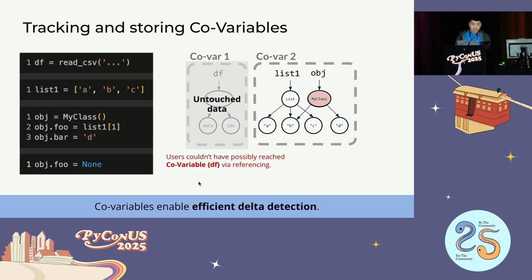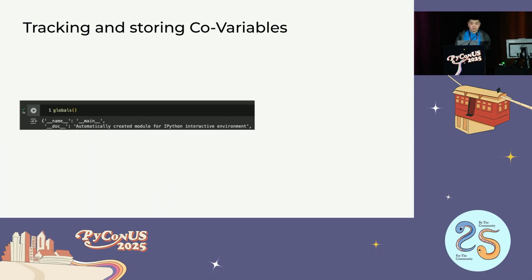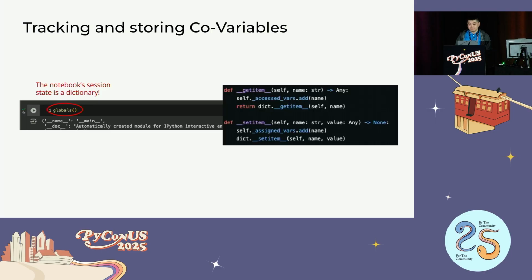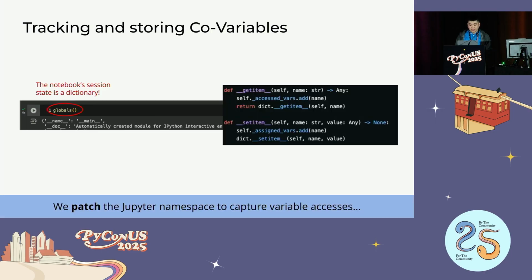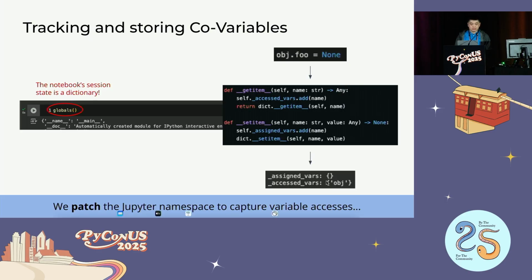The only remaining question is how can we systematically capture all the variable references in a cell execution? It turns out there's another straightforward method for doing this, in that the notebook session state is essentially a dictionary. Because it's a dictionary, we can patch the getter and setter methods to capture variable accesses and assignments. If we modify the get item and set item methods, when the user executes a cell like object.foo equals None, we can check the records to see what the user actually did in a cell execution, which conveniently solves any problem with control flows and such.